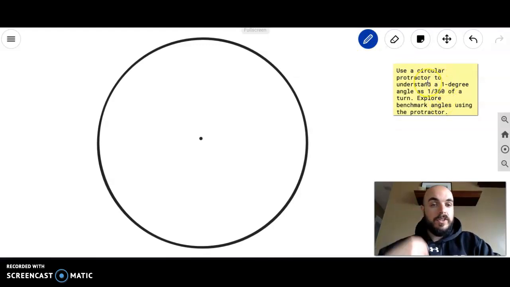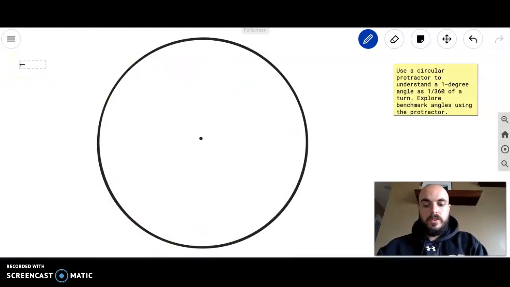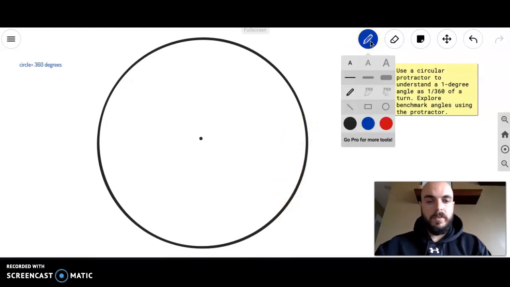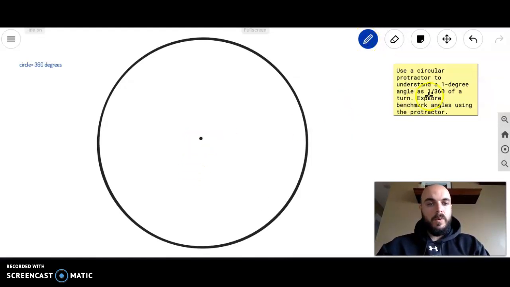So what we have here is first our objective, which is to use a circular protractor to understand a 1-degree angle is 1/360th of a turn. When we mean 1/360th, it's because a circle is a total of 360 degrees. It comes around from one point all the way around the circle. It's 360 degrees, the measurement we use for angles. So we're going to go over some of our key measurements today. We are first going to look at what we mean by a 1-degree angle.